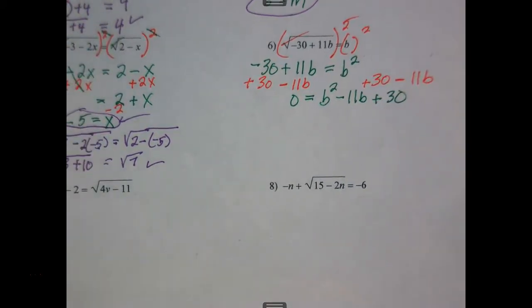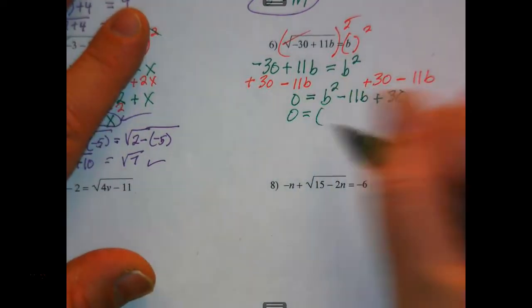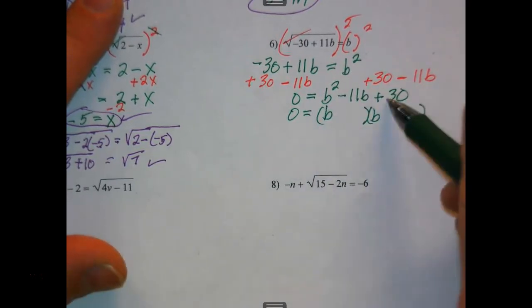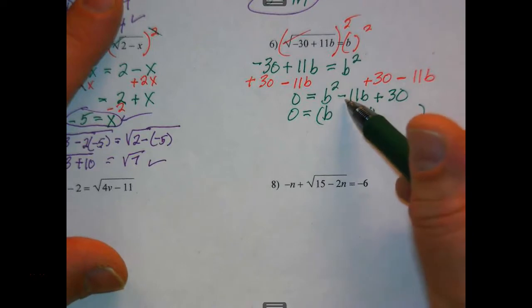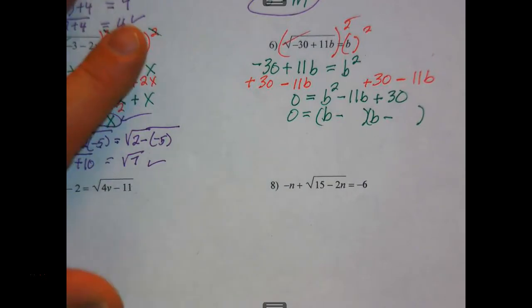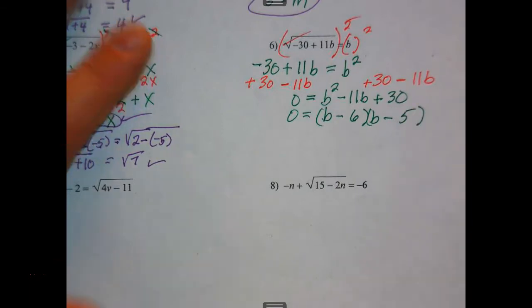Which one do you want to use? Solve by square rooting, completing the square, factoring, or the quadratic formula. That's right, I'm going to use factoring because it's easy, I'm super good at it. B times B is b squared. I have a positive 30, and it has to add up to a negative, so they're both negative. Two factors of 30 that add up to 11. That's right, boys and girls, 6 and 5.